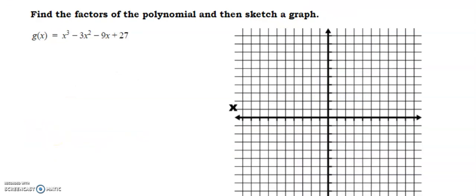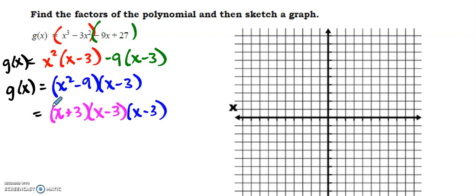All right, find the factors of the polynomial, then sketch the graph. This one I want you to start by factoring and then unpause, compare your factors with me. So you try to factor this one on your own. Pause now. All right, so here's our factors. I factored by grouping and then I had a difference of squares.